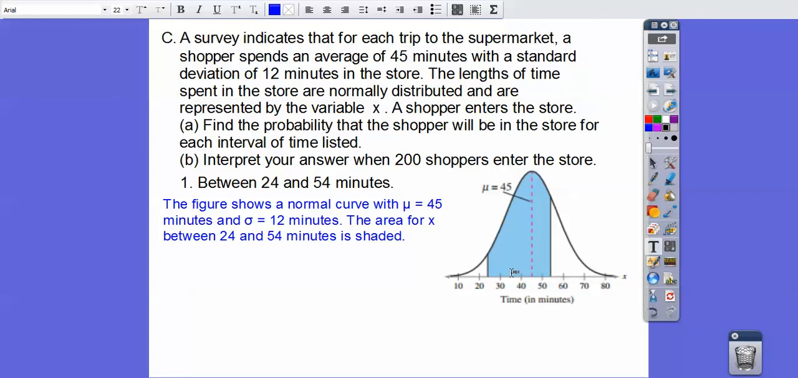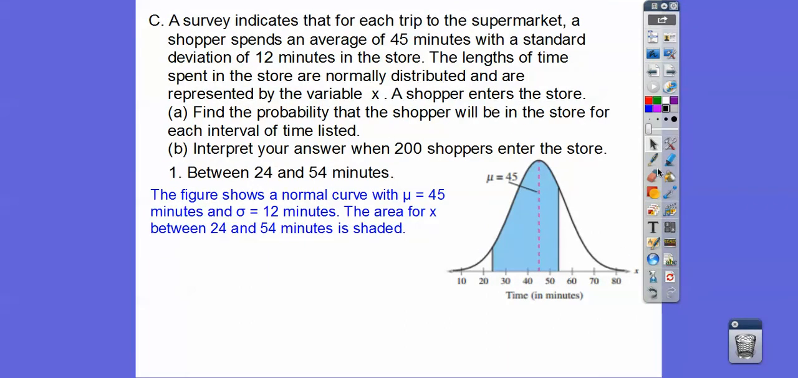So minus 12, minus 12, minus 12. I should have written the right numbers on there. If that's 45, 45 minus 12 would be 33, and 33 minus 12 would be 21, and so on. And 21 minus 12 would be 9, I think. And then we'd go plus 12, plus 12, plus 12 to the right also.